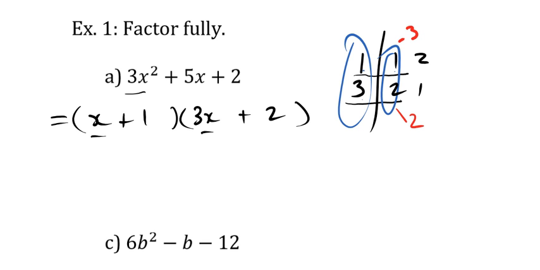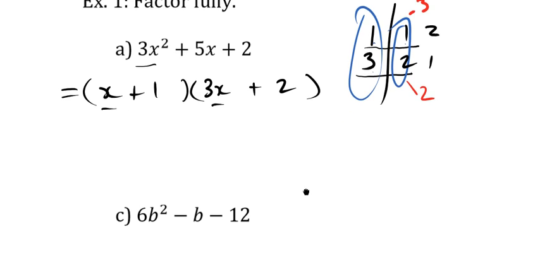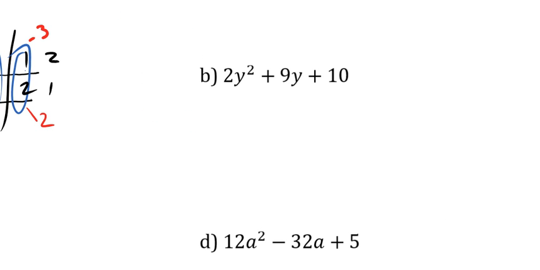And then take a look. Just like watch for a minute. X times 3x is 3x squared. 1 times 2 is 2. And 2x plus 3x is 5x. So there you go. That's why it works. Let's try another one.